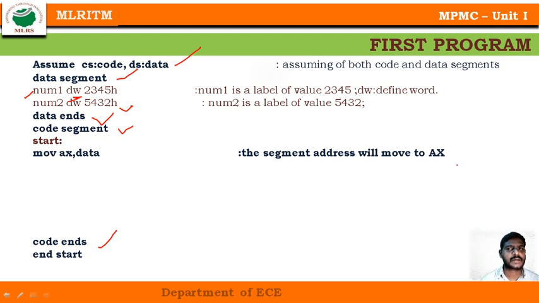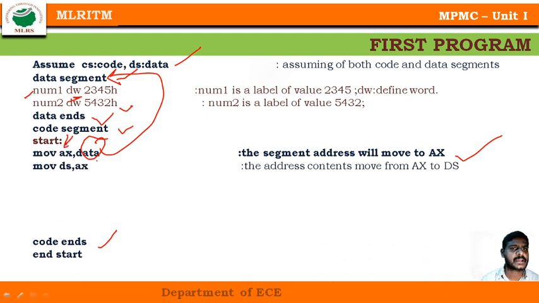So MOV AX, data: this command is used to find the original address of this data. This data stands for the data segment, which is somewhere in the memory. So using MOV AX, data, the address location is moved to AX. From AX, that address location is assigned to the DS. So now my data segment address is pointing to the exact location where my first number, num1, is.